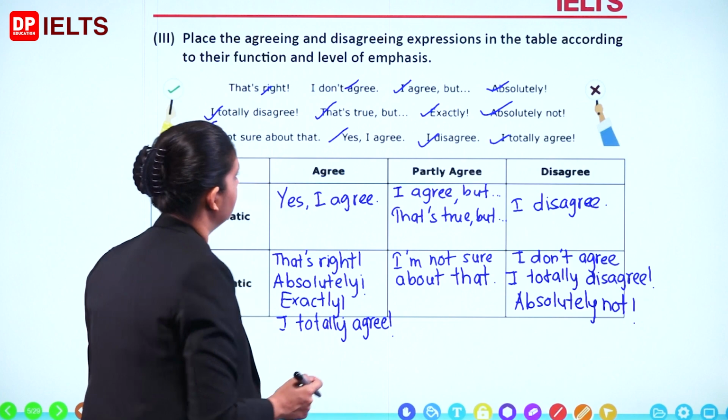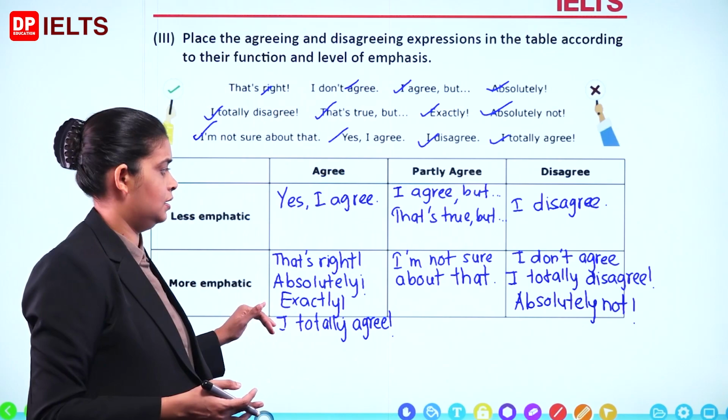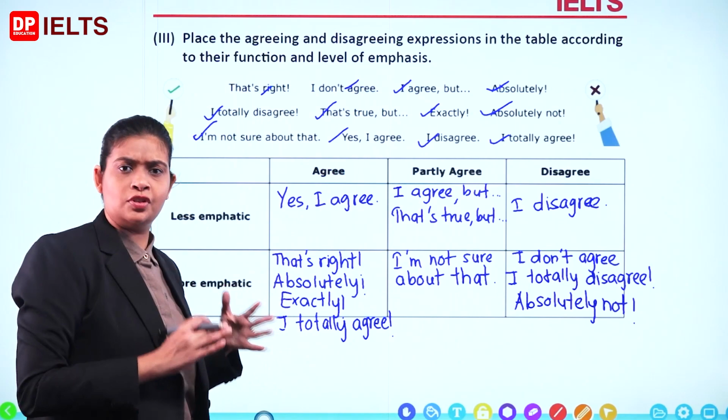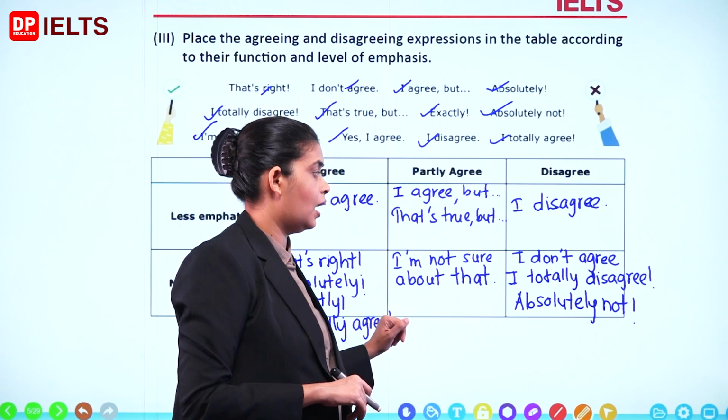Right, so here are the words, right? I agree, but that's true, but I disagree. That's right, absolutely, exactly, I totally agree. I'm not sure about that. I don't agree, I totally disagree, absolutely not, right?